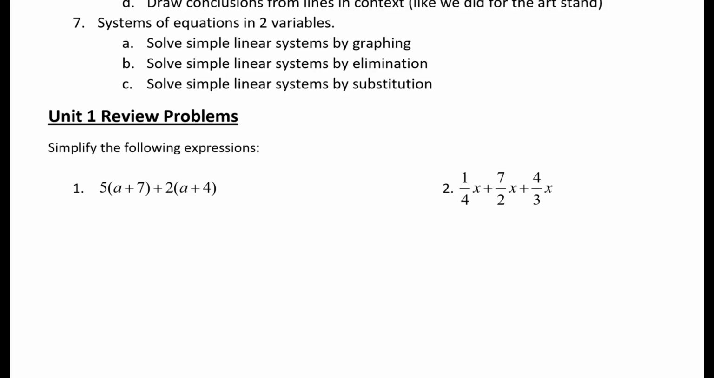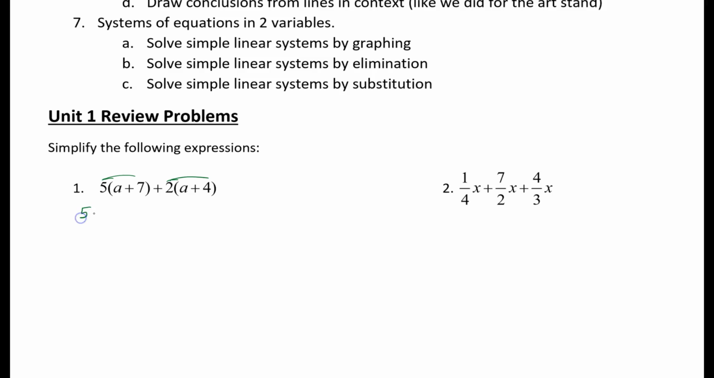Okay, first problems of Unit 1 review are basically simplifying algebraic expressions. Here we have primarily distributing and combining like terms. So the first thing we're going to do is, we see this is 5 times a quantity, 2 times a quantity. We're going to distribute the multiplication on both of these.